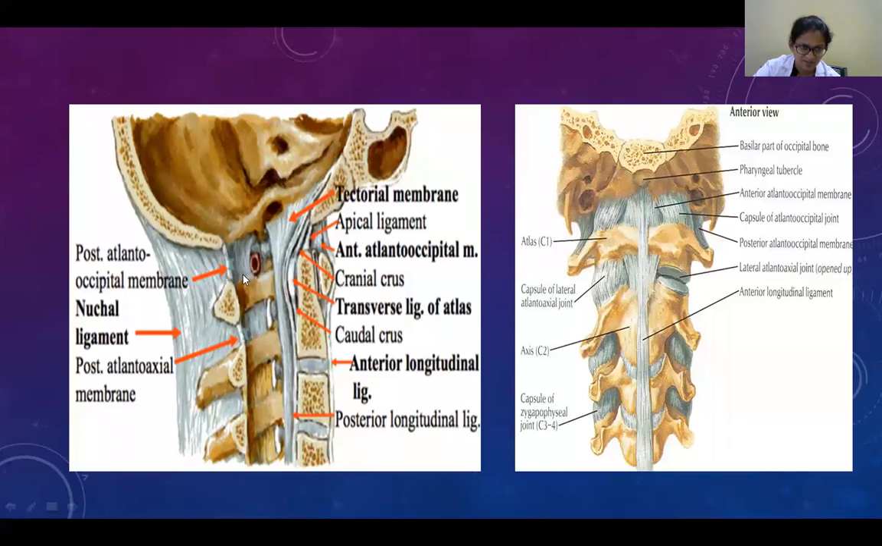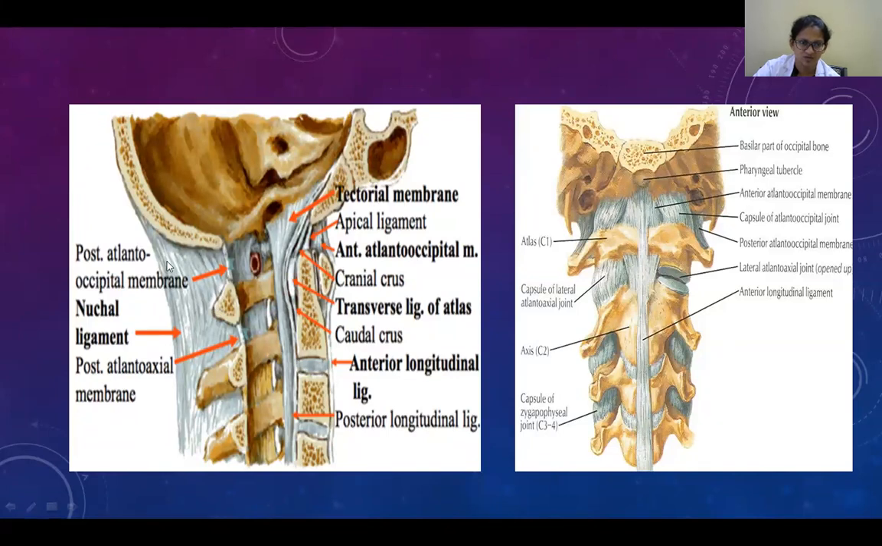And next, this is the posterior vertebral arch. The upper surface of the posterior arch gives attachment for the posterior atlanto-occipital membrane. And on the posterior border, there is an elevated part called the posterior tubercle. This posterior tubercle gives attachment for the ligamentum nuchae.